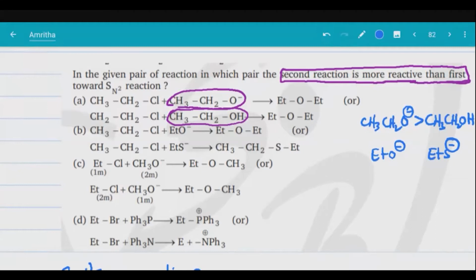Both have a negative charge. If one is negative and the other is neutral, only the negative charge can easily donate. But here both are negative. Oxygen and sulfur, which is the greater nucleophile? Sulfur. S minus is more nucleophilic. Oxygen is more electronegative, so it stabilizes the negative charge and doesn't want to give electrons. So in option B, EtS minus, the second reaction is more reactive.